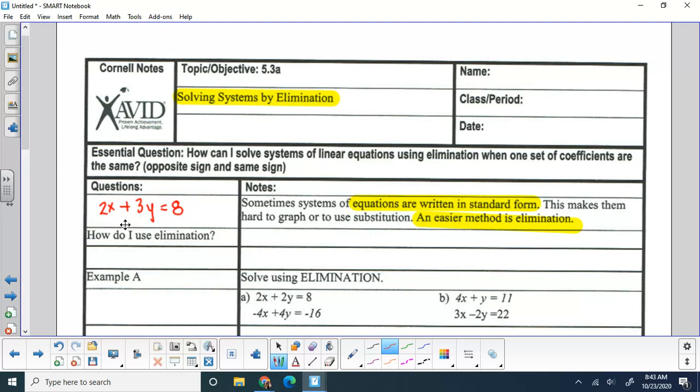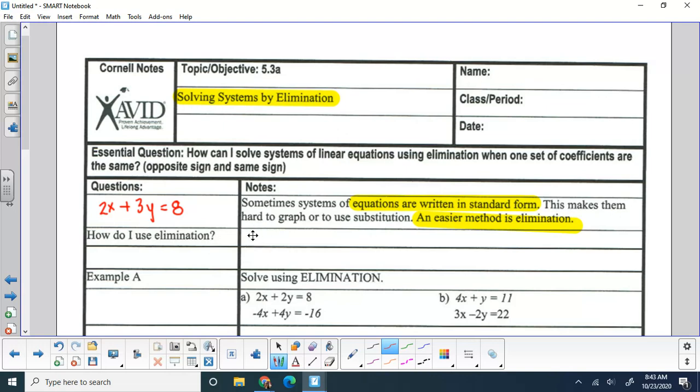If you recall, in graphing, we had to solve for y before we could graph it. And with substitution, we had to get a variable by itself in order to use substitution. So let's see, how do we use the method of elimination to make it easier?